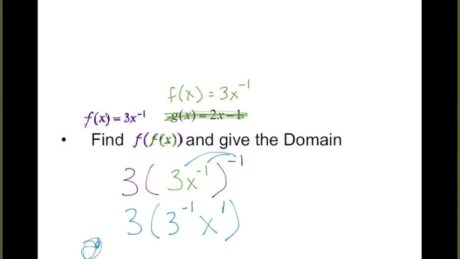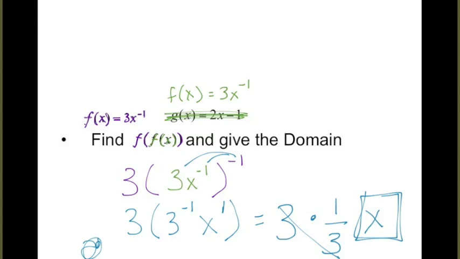Okay, so then we have a little bit more cleaning to do. We still have a negative exponent. What do we do with a negative exponent? Make a fraction. Flip it to the bottom. So that's going to become a 1 over a 3. And then we have that x to the first, which is really just x. And if I have 3 times a third, I get just 1. So really our answer ends up just being x.